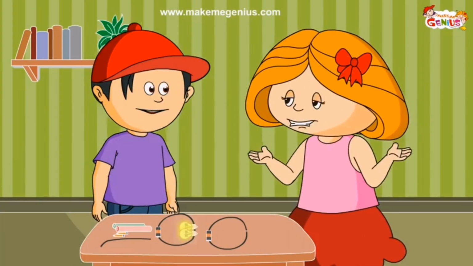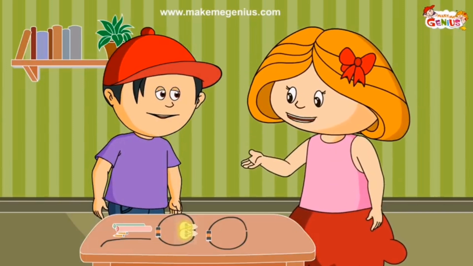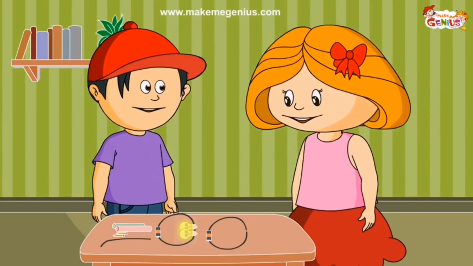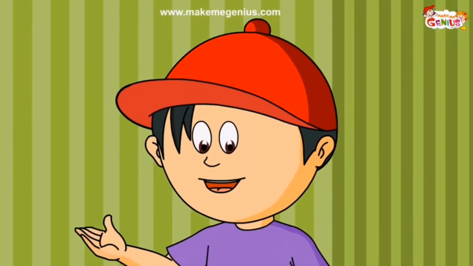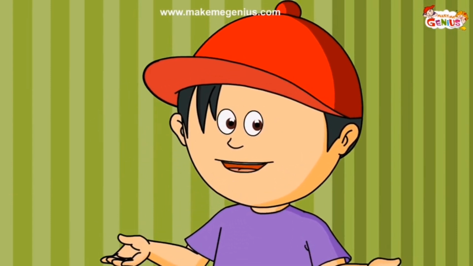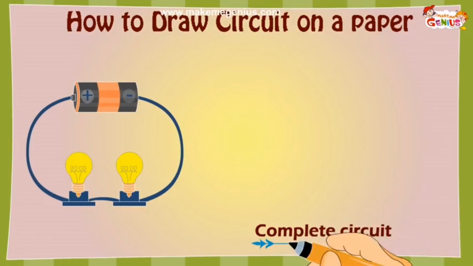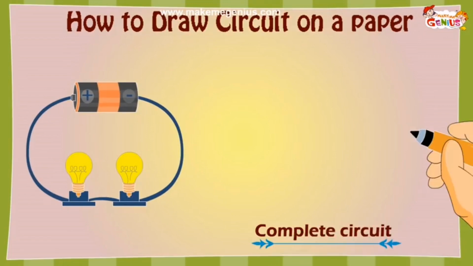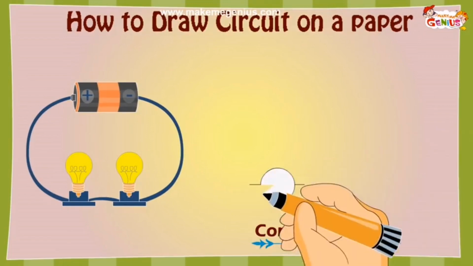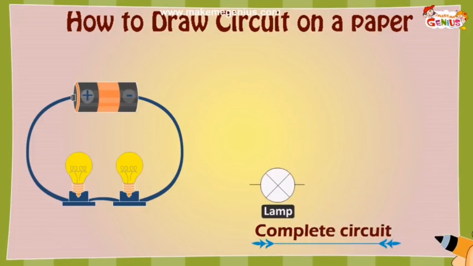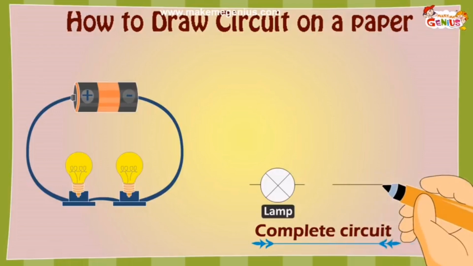Hold on, my scientist brother. Let's first learn how to draw a circuit on paper. Oh, it's so simple. You need to make a picture of a battery and the bulb. Yes, it is very simple. But in science, there are symbols for everything. Like for a bulb, you draw a symbol like this. Oh, then you need to draw two, as my circuit has two bulbs.